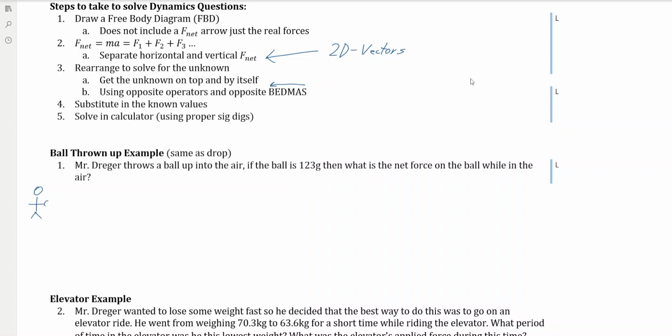So Mr. Drager throws a ball up into the air. Okay, so this is the kind of picture. If the ball is that many grams, what is the net force on the ball while in the air? This is a very, very simple example. We're going to start simple and get more complicated, more so in the next video. But if we think about the net force on the ball, what we need to do is start with a free body diagram.